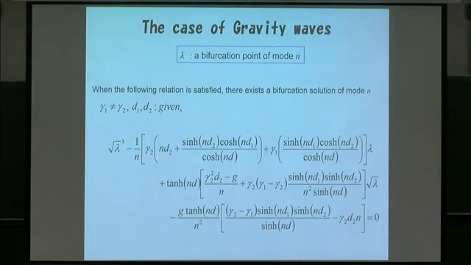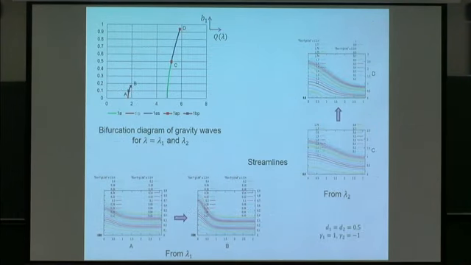Then finally, the case of gravity waves. The most part is the same as capillary gravity waves, except the condition for bifurcation. It is given by this equation. And there is a case in which this equation has two positive solutions. And this is an example.